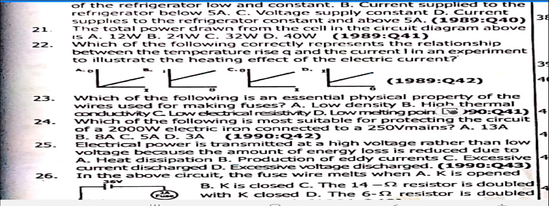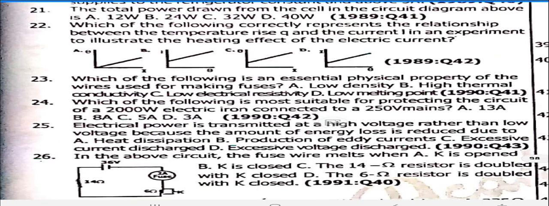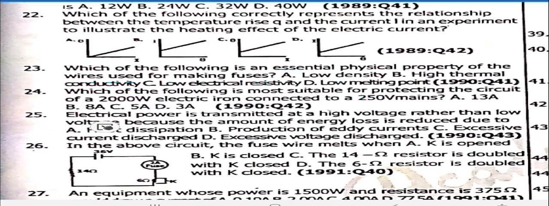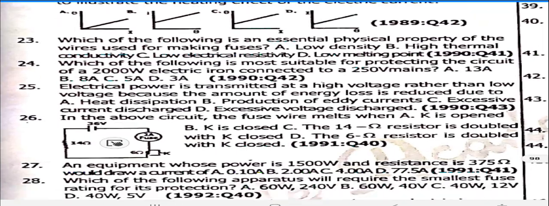23. Which of the following is an essential physical property of the wires used for making fuse? Low melting point. Option D. Remember, when the current is too high, it melts. 25. Electric power is transmitted at high voltage rather than low voltage because the amount of energy loss is reduced due to heat dissipation. Repeated question again.